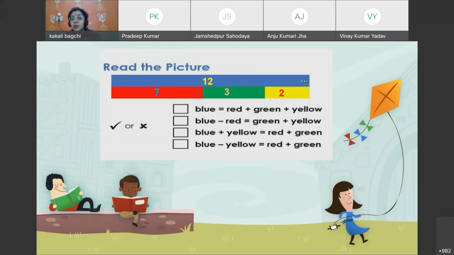Moreover, the student teachers were teaching here 6, 7. Tell me one thing. Blue is equal to red plus green plus yellow. Blue minus red is equal to green plus yellow. Is it not the concept of transposition in equations solved in class 6, 7? Is it not? Blue is equal to red plus green plus yellow. Blue minus red is equal to green plus yellow.